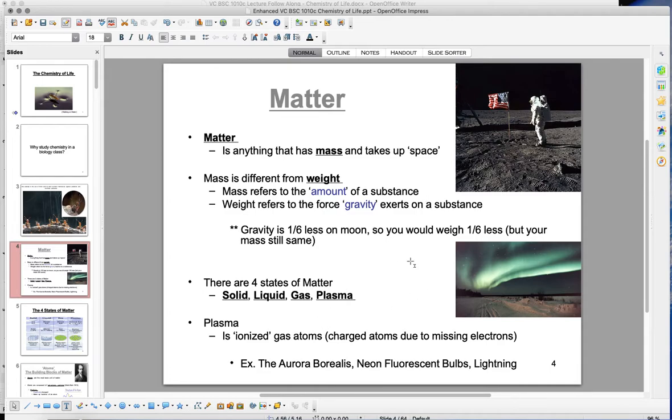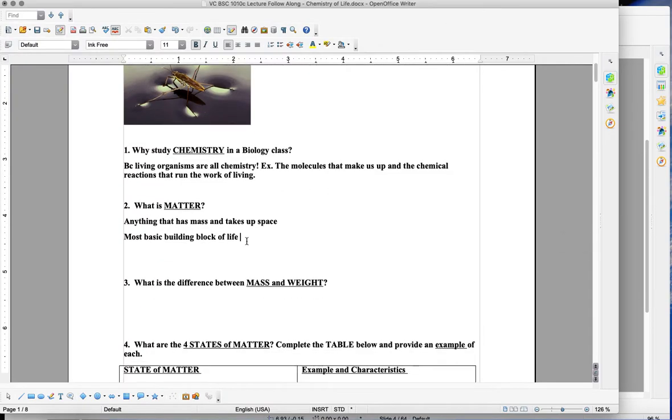Another good example of that is the moon. The moon has 1/6 the gravity of Earth. So you would actually weigh 1/6 of what you do on Earth, right? Wouldn't that be amazing? So that's the difference between mass and weight.